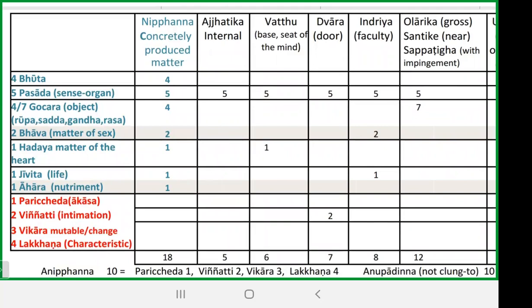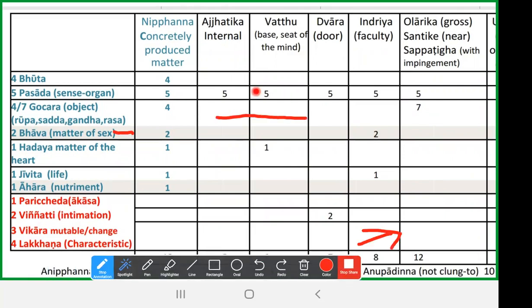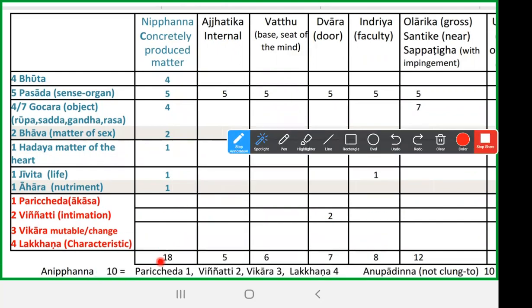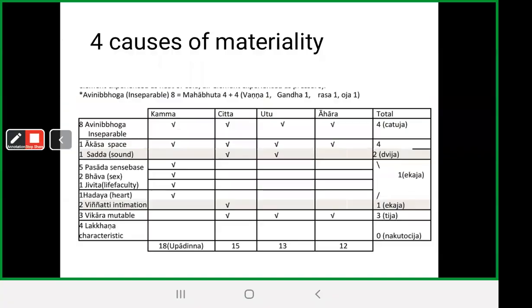So there will be sense organ, gochara, object. Base is 2. So this number 4, 5, 2, hadaya is 1, life is 1, ahara is 1. So you combine, there will be 18. All right. So this one can be used to meditate for Vipassana.